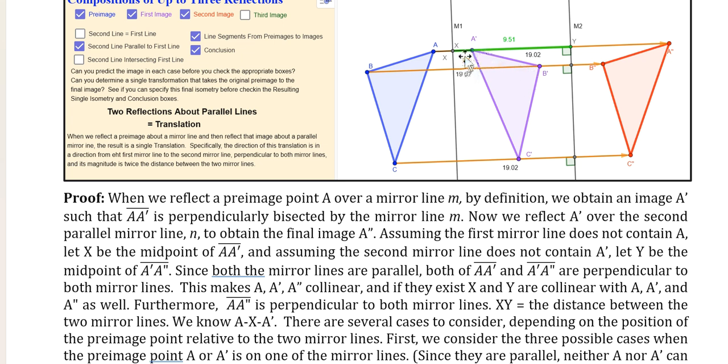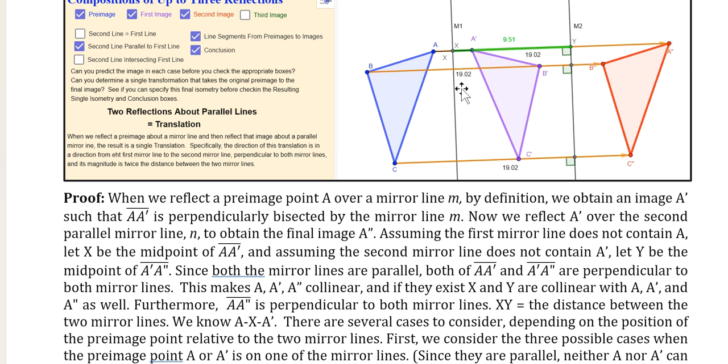All right, let's think about what we've got here. The distance from A to A prime is going to be twice the distance from A to X. And the distance from A prime to A double prime is going to be twice the distance from A prime to Y. So if we add these, call this little distance D, and this is D1, this is another D1, this is a D2, this is a D2. So D1 plus D2 is the distance from M1 to M2, and twice that will be the distance across here.